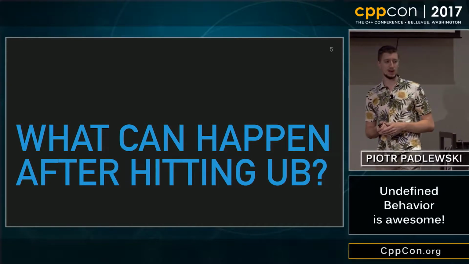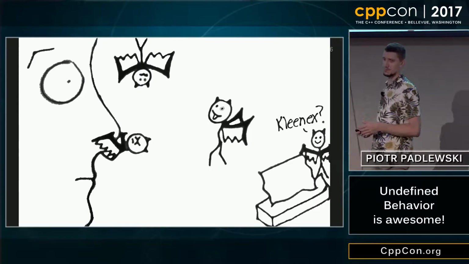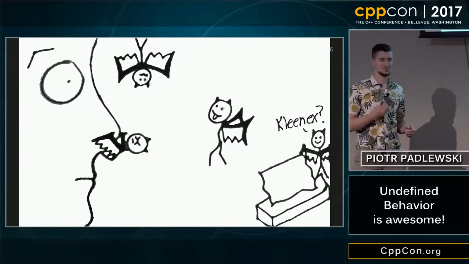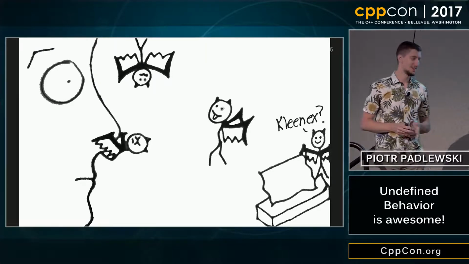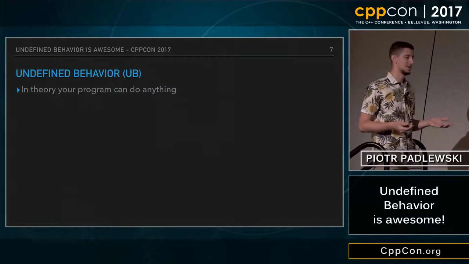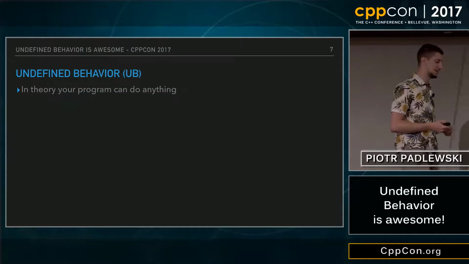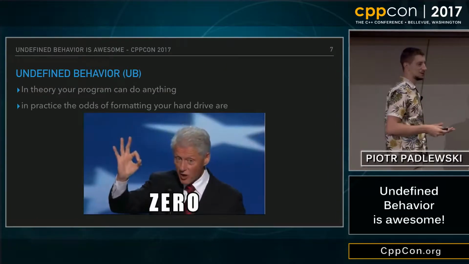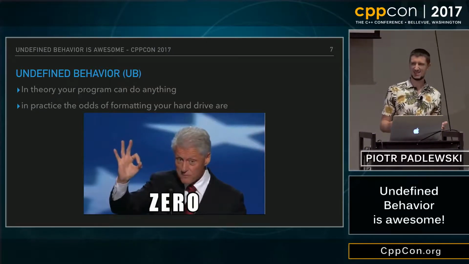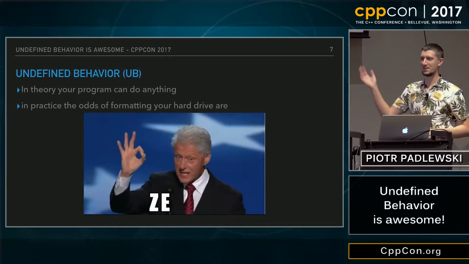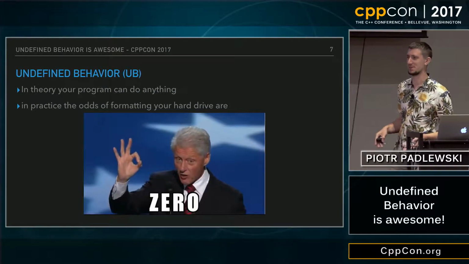So, what can really happen after hitting undefined behavior? You probably heard about these little creatures that come through your nose and mess up your code, nasal demons. But seriously, in theory everything could happen, right? The standard does not guarantee anything. But the odds of formatting your hard drive are zero, right? It never happens. Who formatted a hard drive using undefined behavior? No one, right? Of course, I will get into examples of when it actually happens.